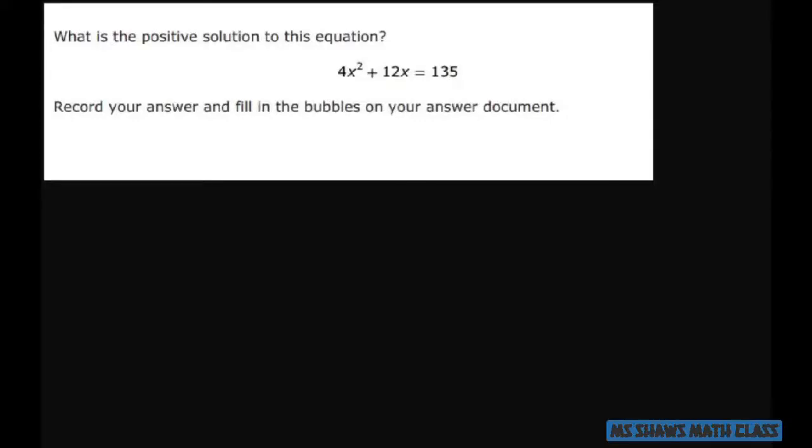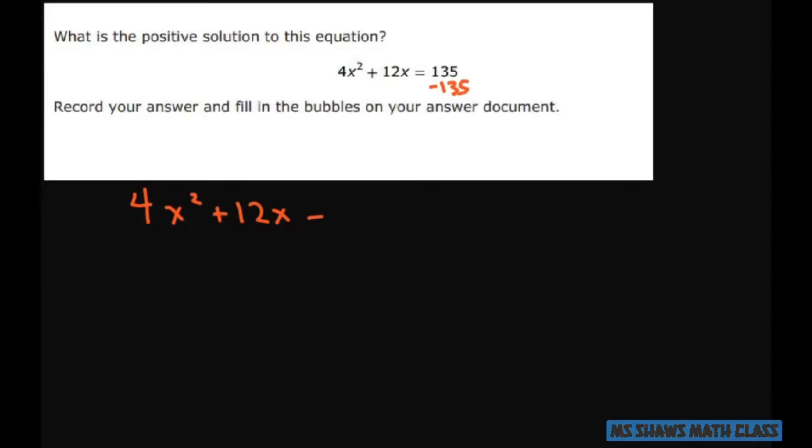Everyone, what is the positive solution to this equation? We have 4x squared plus 12x equals 135. So the first thing I'm going to do is subtract 135 from both sides of the equation.